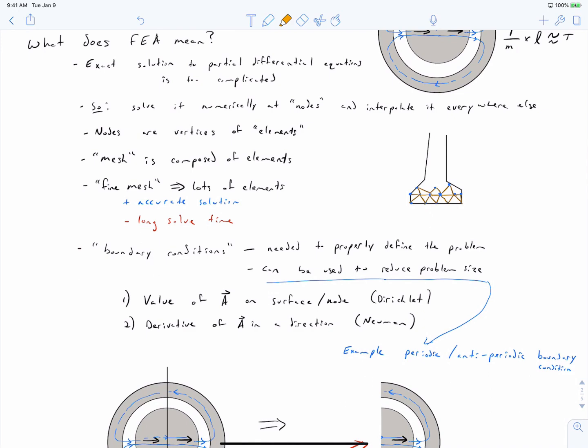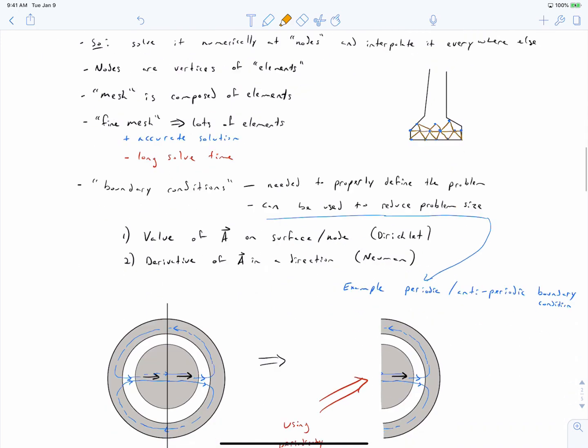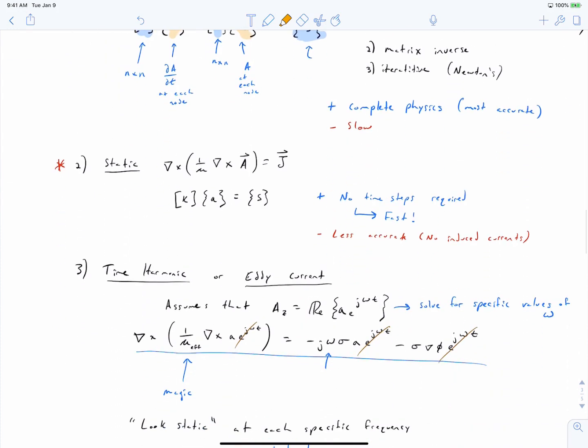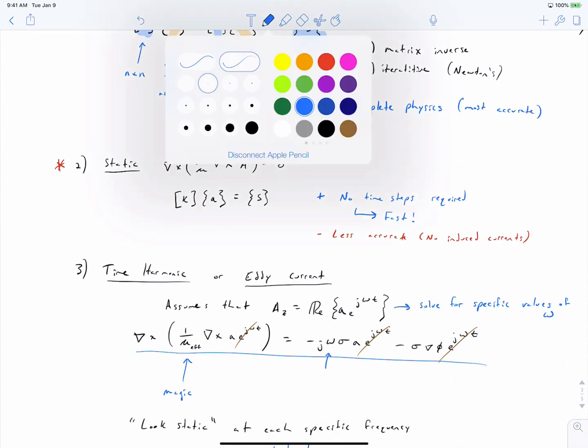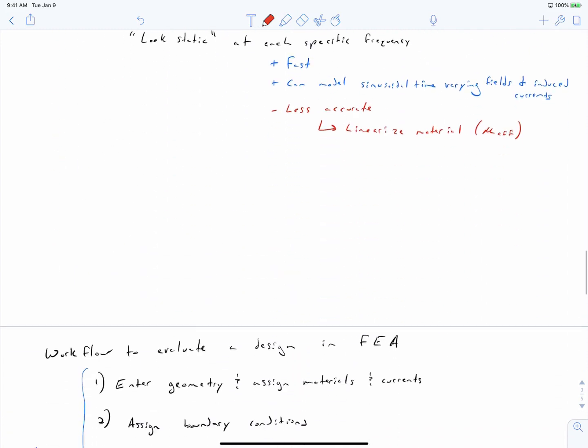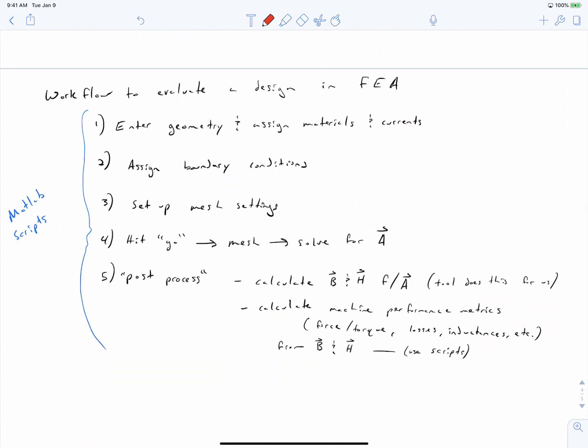We've defined nodes, elements, meshes, boundary conditions. We've talked through the different types of FEA solutions, and we've commented that in this course, we're going to be focusing primarily on static and time harmonic solutions, and then we'll be using post-processing features in order to calculate our full set of performance metrics. We've walked through the workflow to evaluate a design in FEA.